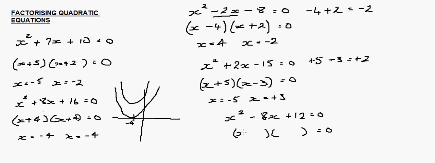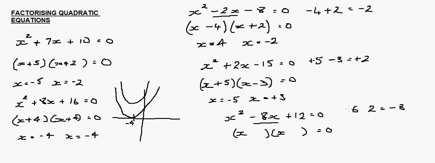Now x multiplied by x will give me x squared. Now hopefully you're getting the idea now that whatever I multiply, if I add or subtract, must give me this number. Now 6 times 2 will give me 12 and 6 plus 2 will give me 8. Remember, ignore the signs for the moment. So I know that 6 and 2 in some shape or form must give me minus 8. Okay, you're always looking for this number.